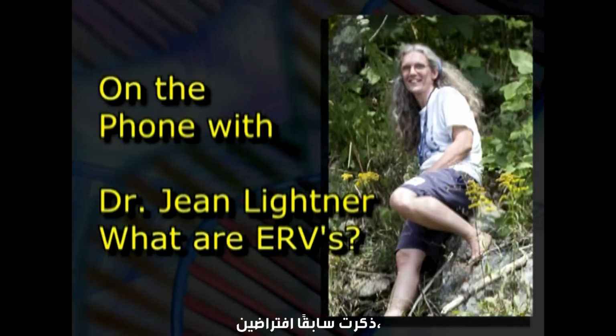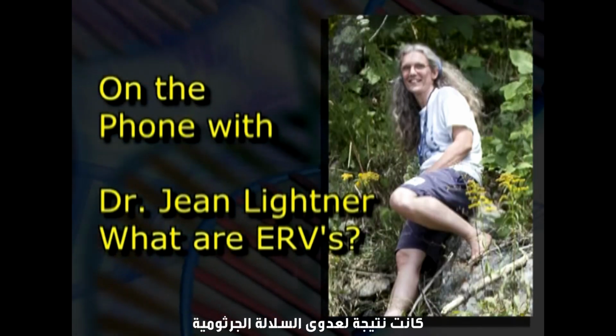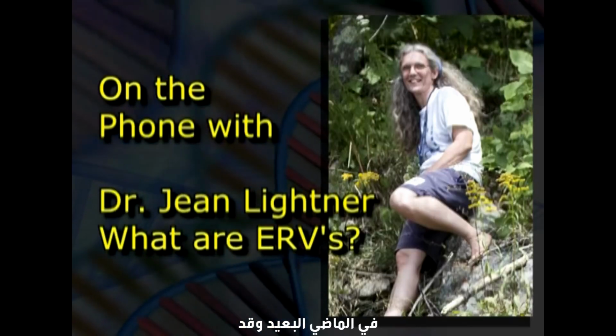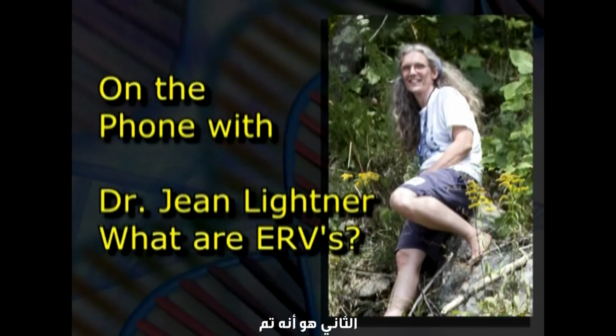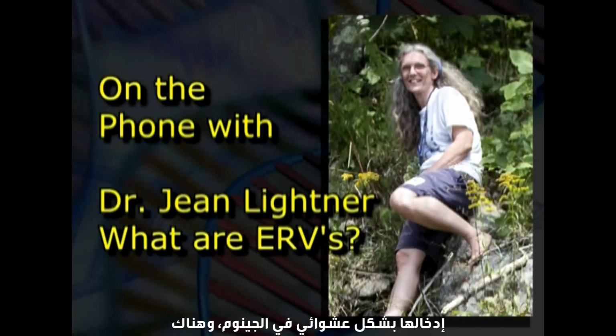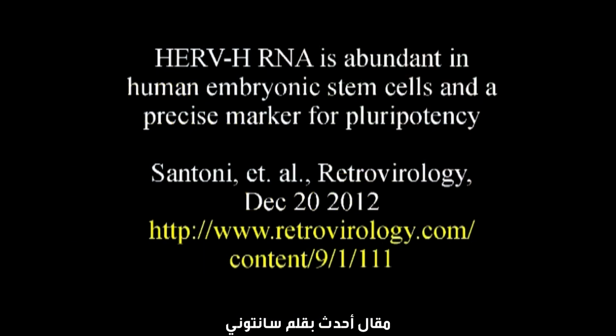Now, I mentioned earlier two assumptions. The first assumption is that the sequences were the result of germline infections in the distant past, and we've just discussed why this may not be the case. The second is that they are randomly inserted in the genome. Well, there's a more recent article by Santoni et al. that challenges this. Not only did they find a human ERV associated with an essential part of development, but they also found that the placement of these sequences was associated with certain epigenetic markers.